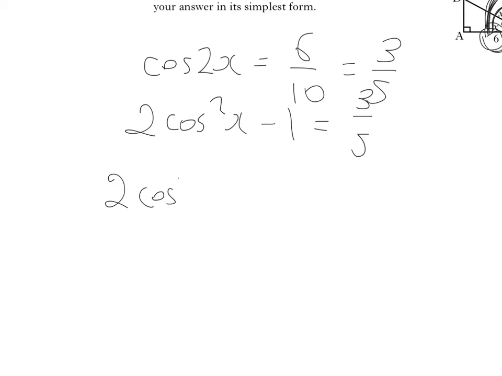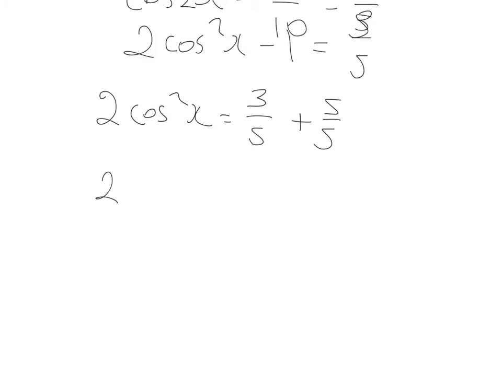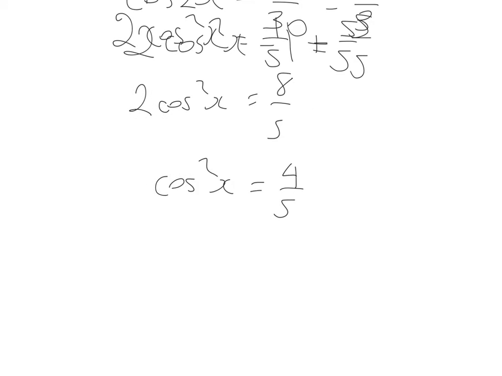Then 2 cos squared x is equal to 3/5. Bring minus 1 across, make it plus 1, that's plus 5/5. So I've now got 2 cos squared x is equal to 8/5. So cos squared x will be equal to 8/5 divided by 2, which is 4/5. And cos x will be equal to the square root of 4/5, which is 2 over root 5. Square root on top and bottom.